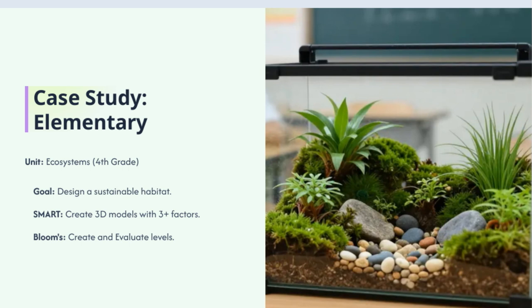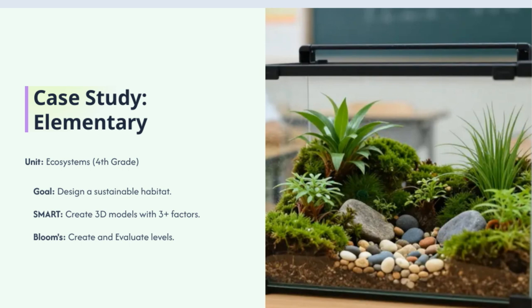Moving on to SMART goals, which are specific, measurable, achievable, relevant, and time-bound. In this case, our goal is to create 3D models that incorporate at least 3 factors. This means we're not just making simple models, but considering multiple elements that influence our habitat design. Speaking of which, the main goal here is to design a sustainable habitat.